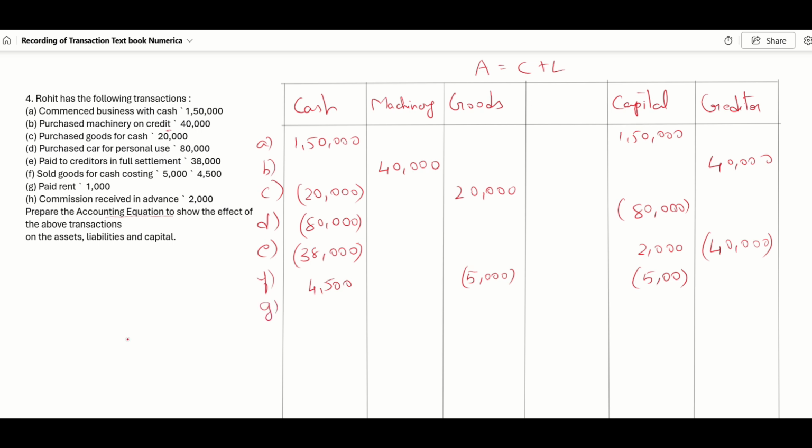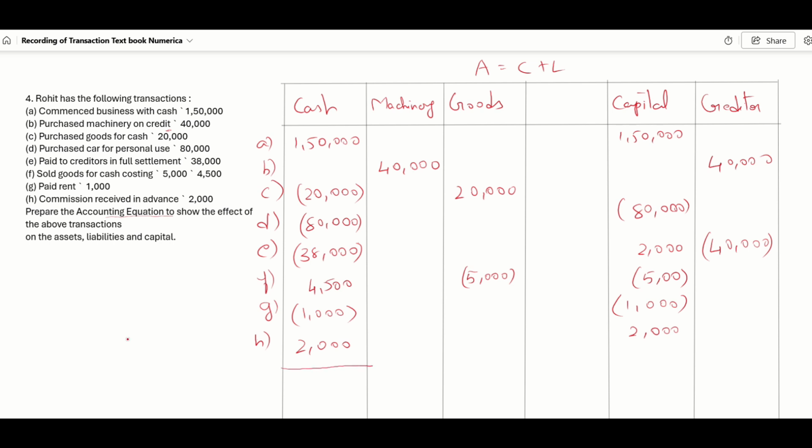And then we will see G, rent paid 1,000. Okay, there is an expense paid 1,000. So this side we will deduct it from the capital. On both sides there is a deduction. And then commission received in advance. Okay, so cash that is coming in is 2,000. And for the capital account also it will be added, it's an income. So on both sides 2,000 is added. So yeah, we have entered all the transactions A, B, C, D, E, F, G, H.